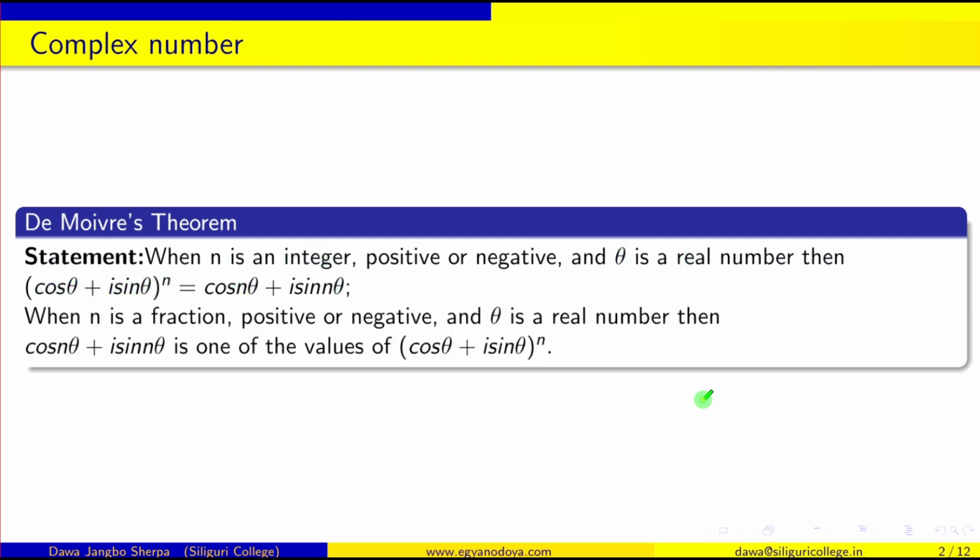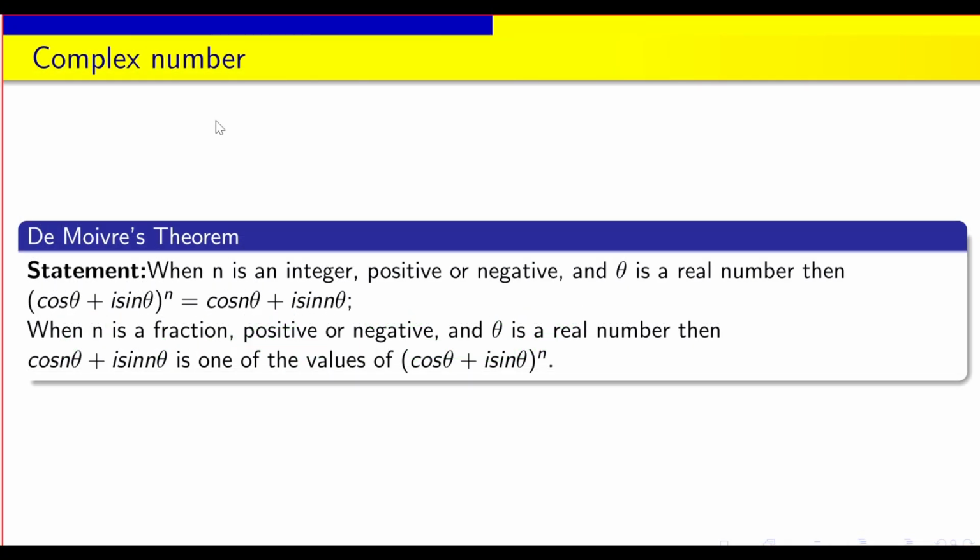But when n is a fraction, positive or negative, and theta is a real number, then cos n theta plus i sin n theta is one of the values of (cos theta plus i sin theta) to the power n.